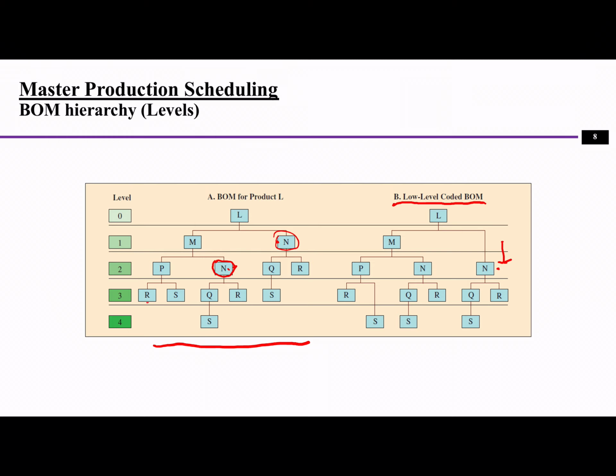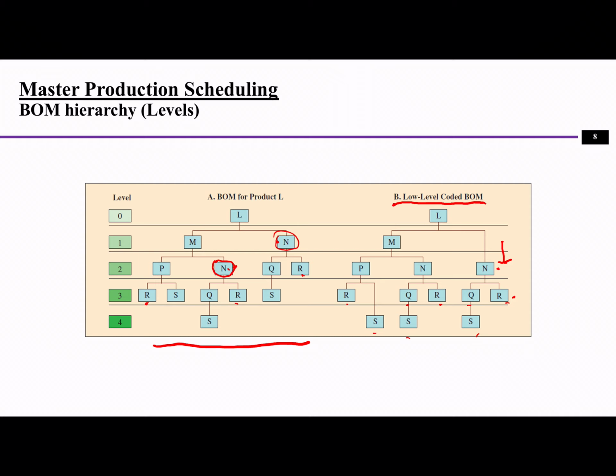Same with R's. Here you can see in the left product tree, we have R at level 3, R at level 3, and one R at level 2. So in this case, we have to move R to a lower level, to make sure these three R's are on the same level. Same with Q, and same with all the S's. Okay. All right.